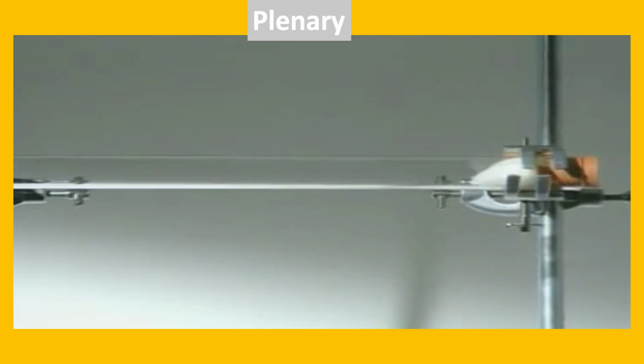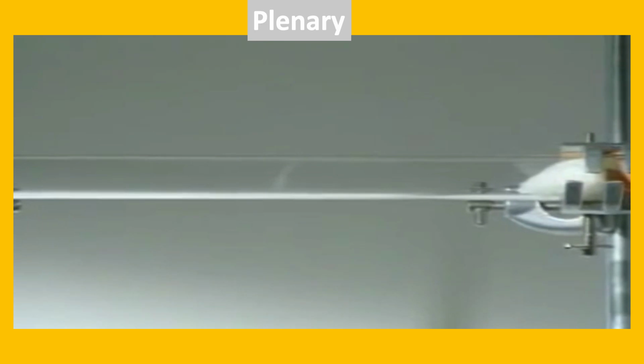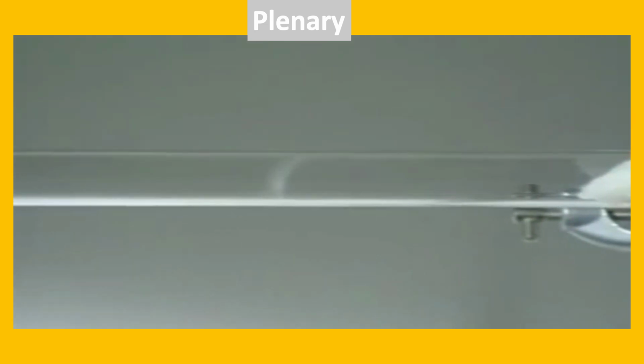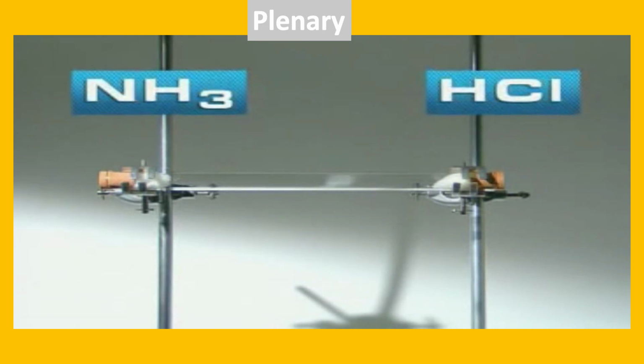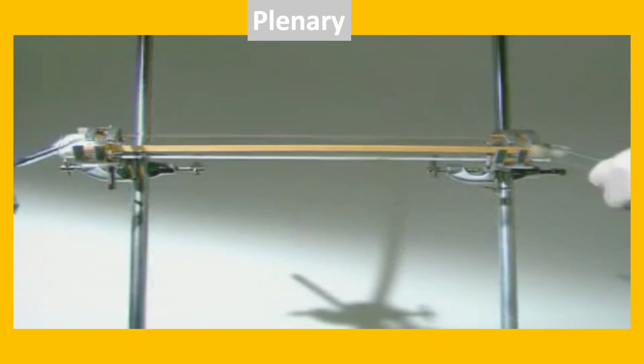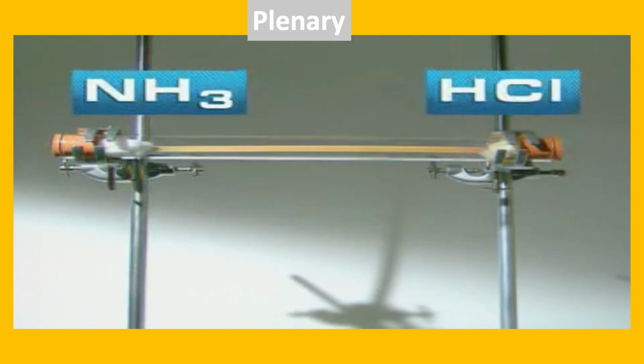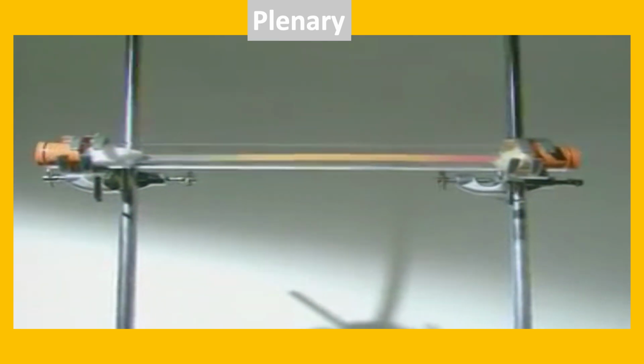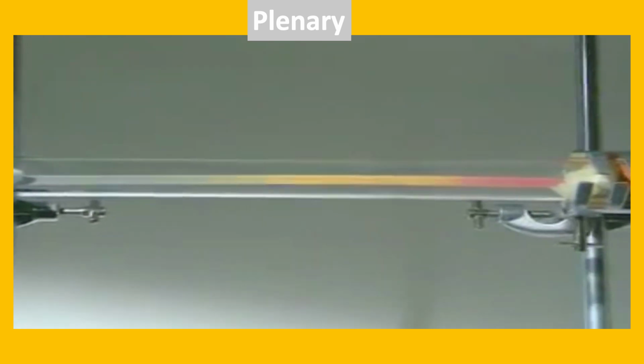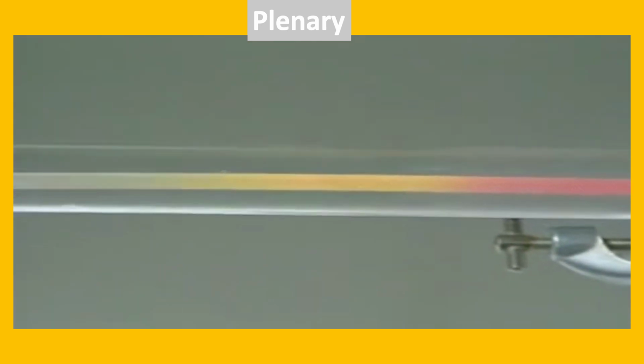After less than a minute, a white ring begins to form, marking where the gases meet. The white solid is closer to the hydrogen chloride end of the tube, on the right. So which gas has travelled faster? Another way of monitoring the progress of the gases is to run a piece of damp indicator paper along the tube. Hydrogen chloride gas turns it red, ammonia turns it blue. Why does ammonia travel faster?